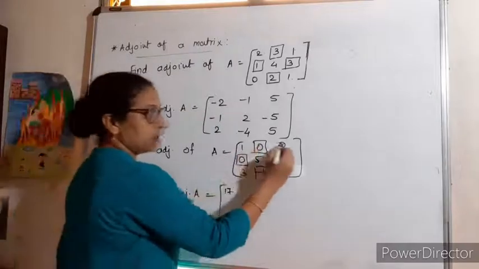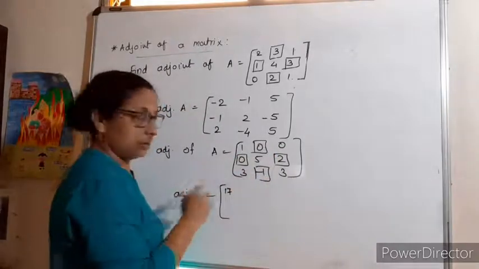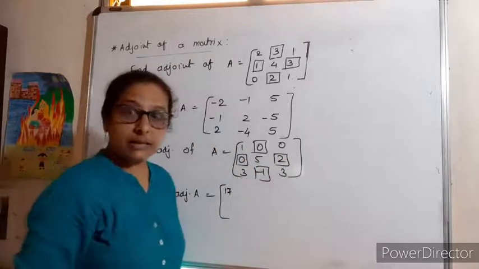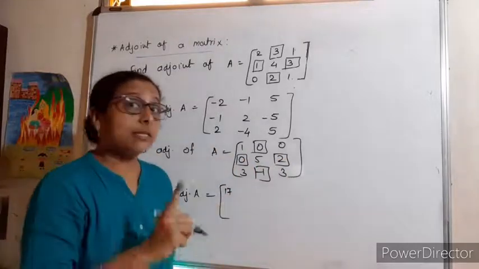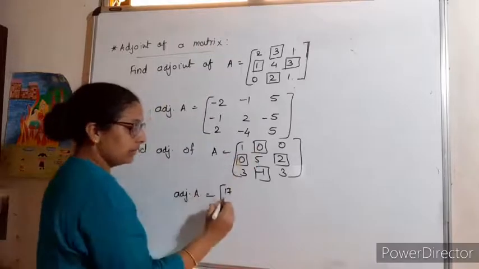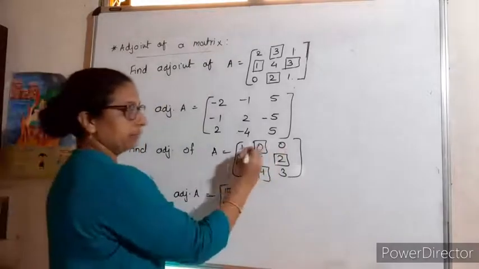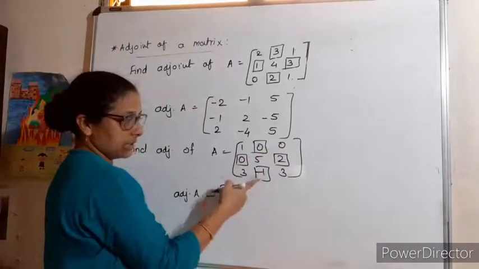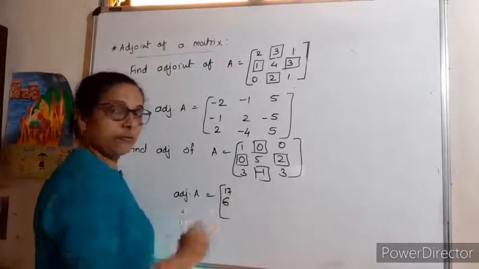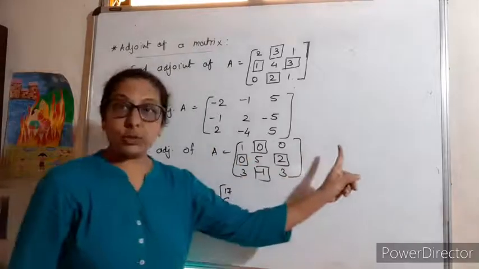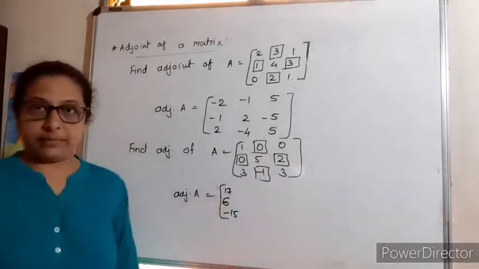Second, so first row and second column hide, 0 minus 6. It is minus 6, but we have to change the sign, therefore it is 6. And then here it is 6. Now third, hide this, 0 minus 15. It is minus 15. Your first row is over, your first column is over.